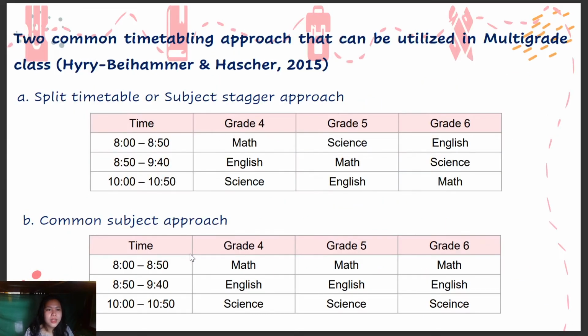Next. Okay, we have two common timetabling approach. So, always natin tandaan, una is split timetable or subject stagger approach. This is where the teacher prepares different subjects per period. For example, you teach grade 4, 5, 6 in the same classroom. So, sa 8 to 8:50, yung grade 4, yung iti-teach mo is math. Yung sa grade 5 naman, science. Yung sa grade 6 naman, English.